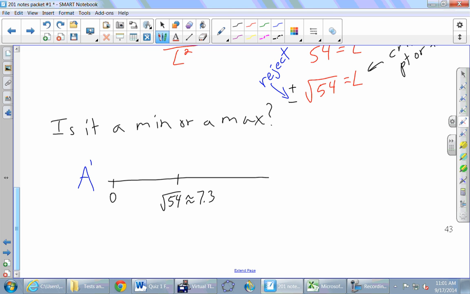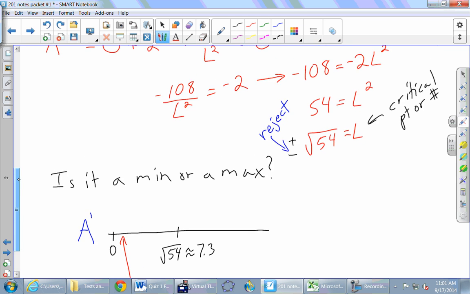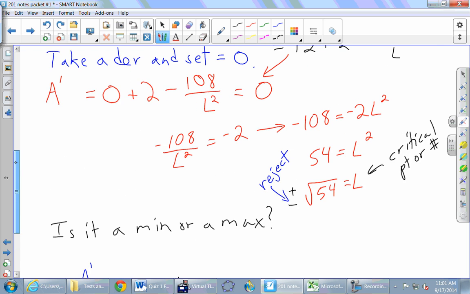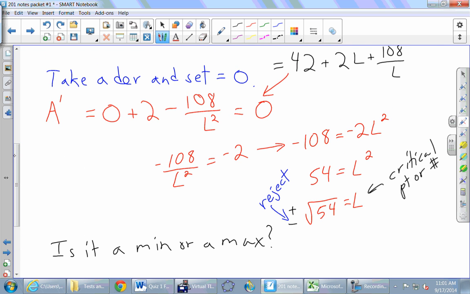Typically, I wouldn't do this. I'm going to put it way down here, and I'm just going to write L equals 1 is the thing we're testing, but usually you wouldn't even bother putting that. You would just keep that in your head. And we're going to plug L equals 1 into our A prime function. So it says 2 minus 108 over 1 squared, right? Just plug 1 right into that function. 2 minus 108 over 1. Don't do the arithmetic. Is it positive or negative?